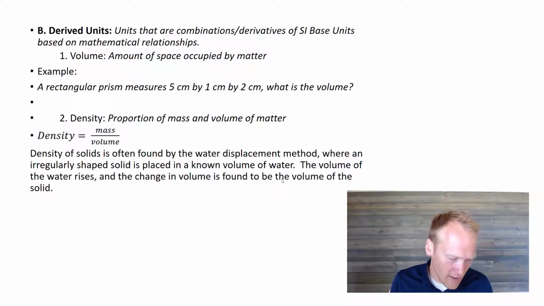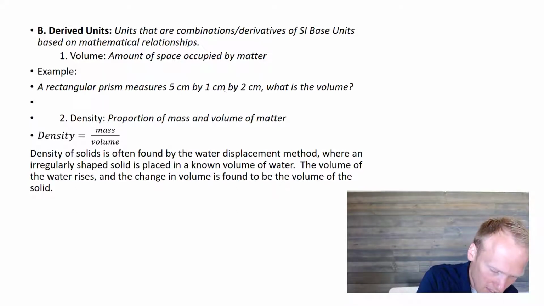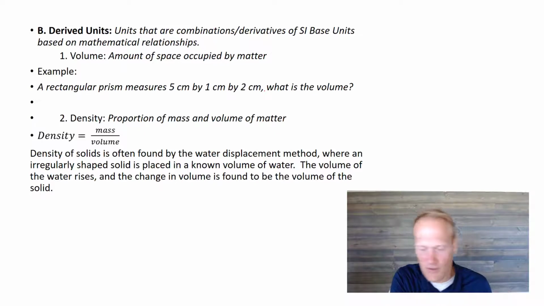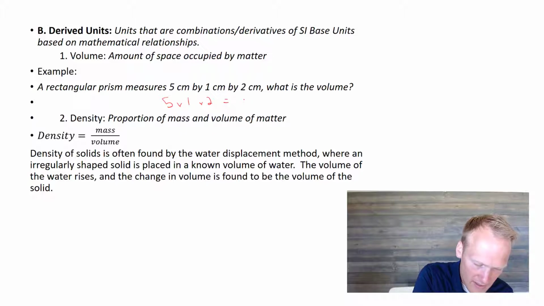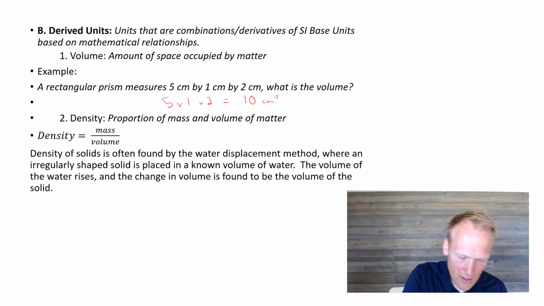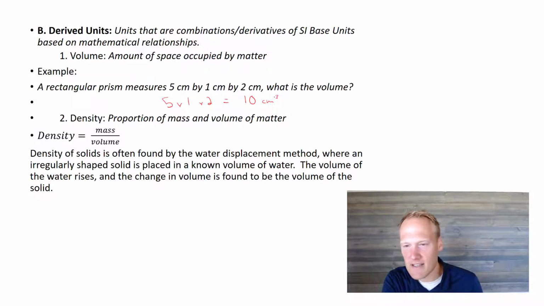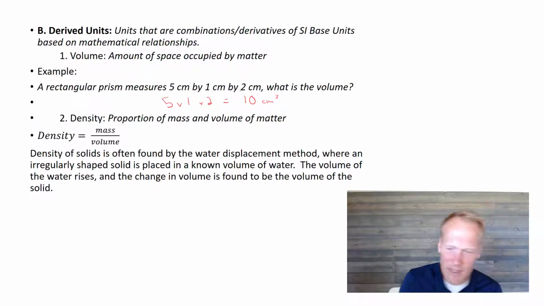If we take a look here, volume is a length times a length times a length. So if we have a rectangular prism and we wanted to find the volume of that, if it was 5 by 1 by 2, we'd take 5 times 1 times 2, and that would give us 10 centimeters cubed. Notice that I've maintained my sig figs. We started with each measurement having 1 sig fig, we multiplied, and my answer has 1 sig fig.